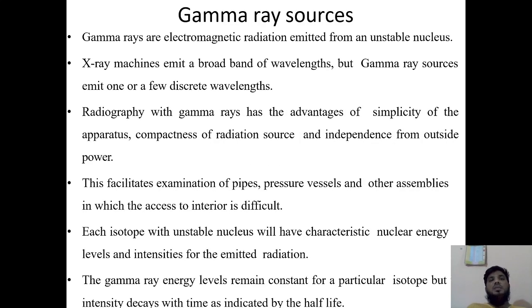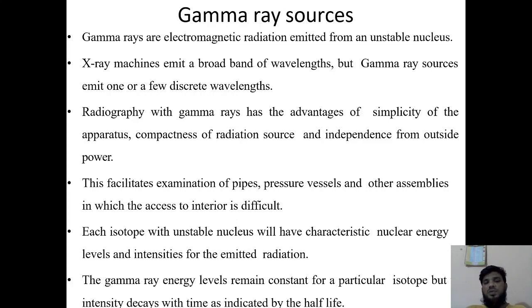Okay, so gamma ray sources are electromagnetic radiations emitted by unstable elements. Similarly, X-ray machines, which have a high, broad wavelength, can also produce gamma rays. Radiography with gamma rays has the advantages of simplicity of the apparatus, compactness of radiation sources, and independence from outside power. So it does not require any outside power. This facilitates the examination of pipes, pressure valves and other assemblies inside, in which access to the interior is difficult.